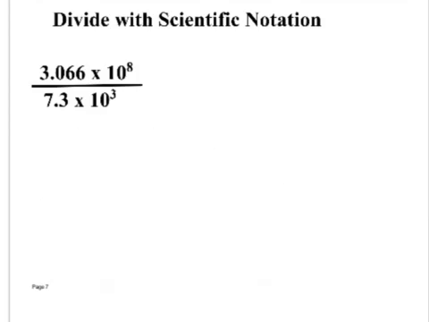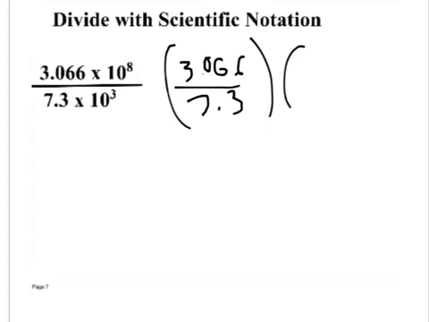Write this down. Now we're going to divide with scientific notation. 3.066 times 10 to the 8th divided by 7.3 times 10 to the 3rd. Remember, when we're dividing, we're subtracting exponents. So first thing we do is go ahead and split these up. 3.066 divided by 7.3. We also have 10 to the 8th divided by 10 to the 3rd. Well, 3.066 divided by 7.3, if you work it out, you should get 0.42.